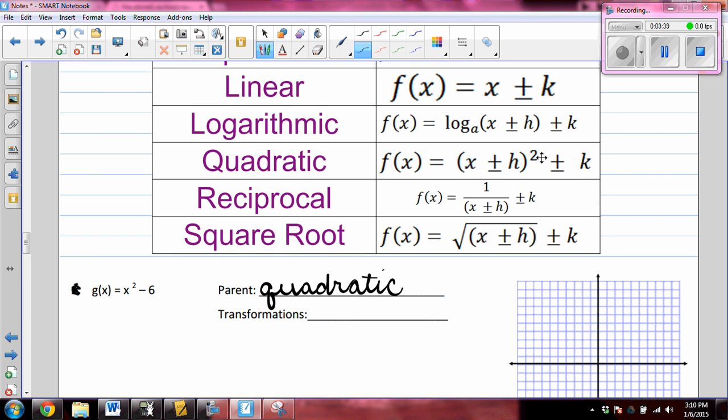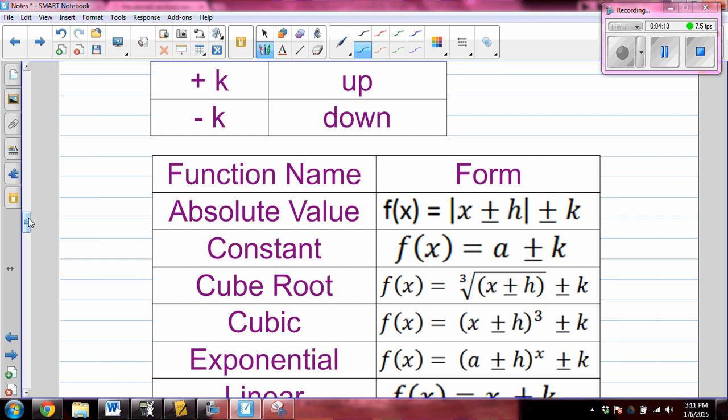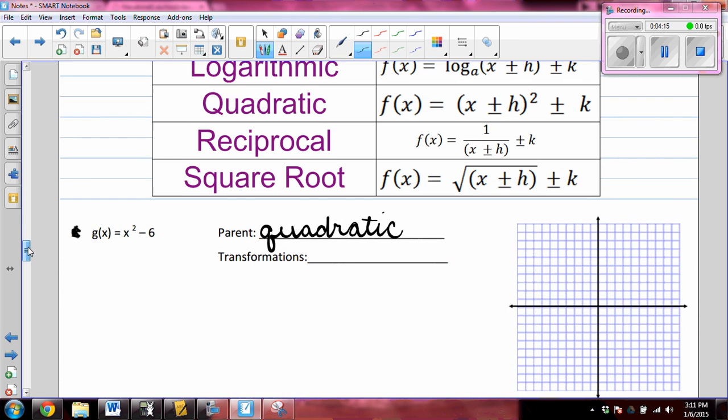Now I need to decide the transformation. Did it move up? Did it move down? Did it move left? Did it move right? I don't know. I need to figure it out. So I look at my equation. Well, there are no parentheses. And remember I said h's go in parentheses. So there's no h. So it didn't move left or right. But there is a number tacked on to the end. It's a negative 6. Well, what number goes on the outside? Well, that's a k. Well, it's negative. So what happens when k is negative? I look at my table here. It went down. So I'm going to sketch my parent graph.